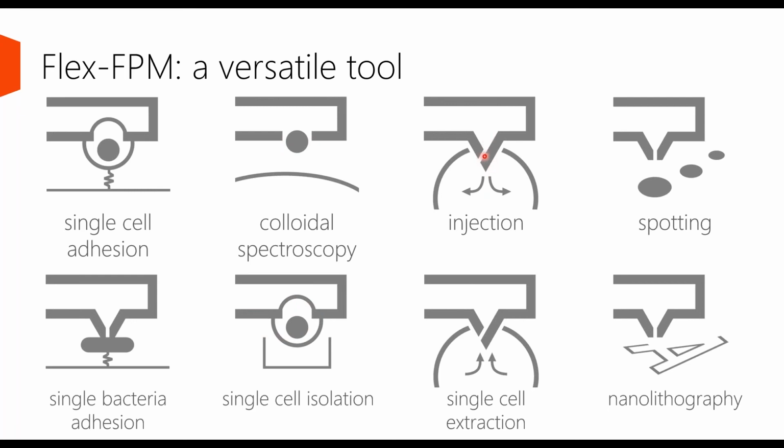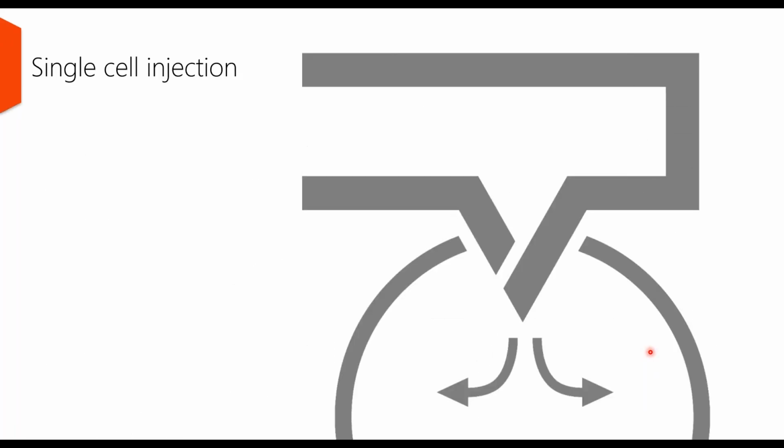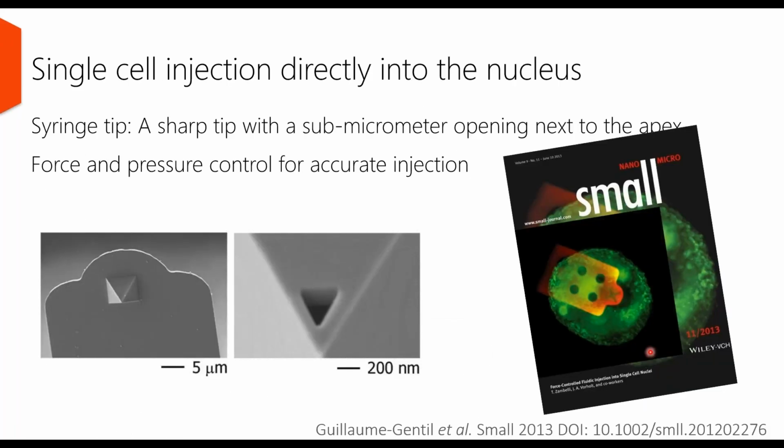With the cantilever I showed you with the aperture on the side, you can inject material into cells. You can extract materials from cells. You can do spotting, so you can do nanolithography or printing. You can deposit material on a substrate, and you can do this in air or in liquid because the cantilevers are completely enclosed. Nanolithography allows you to draw patterns with the cantilever itself. So what I wanted to talk to you about, in a little more detail, is the single cell injection.